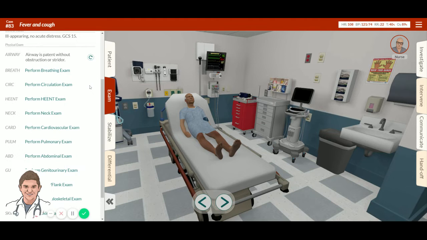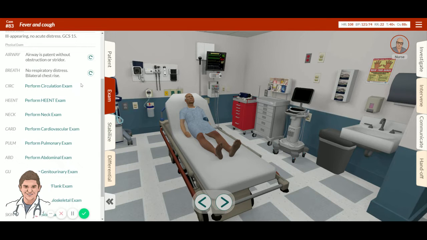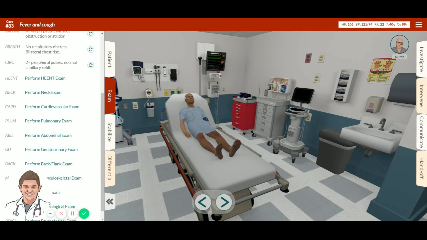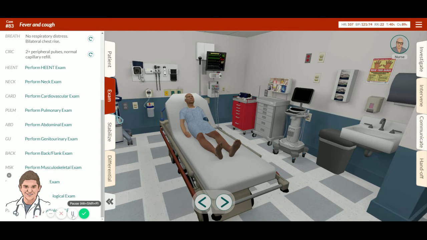First, airway is intact. He's awake. He's looking at you, talking to you. Breathing exam. He's not in respiratory distress. Circulation. He's got good peripheral perfusion. So what else do I want to know on the basis of these symptoms?